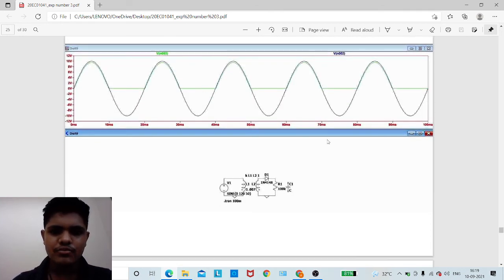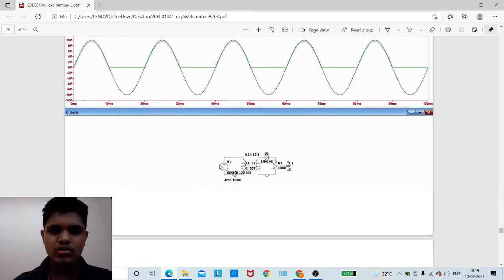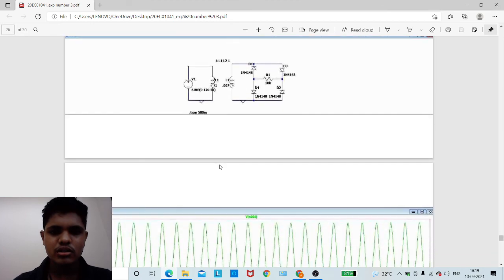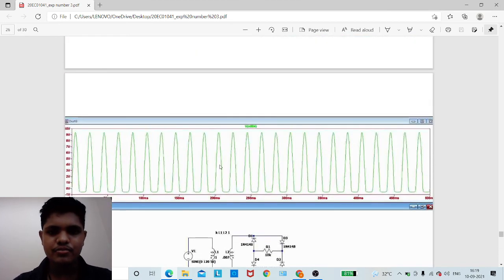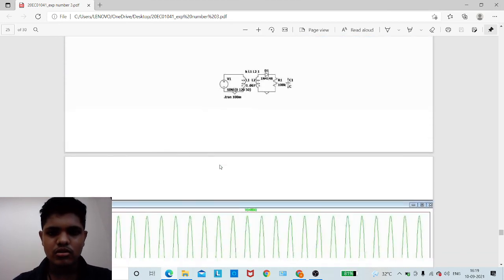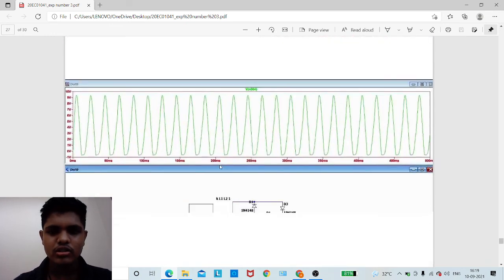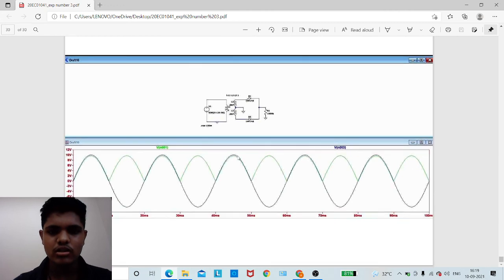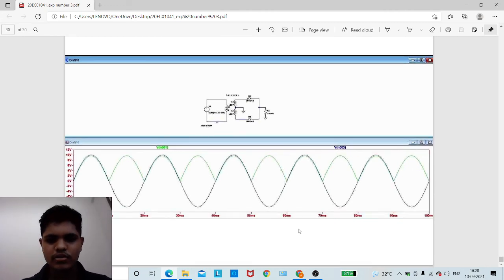These are the simulation results and the circuits we have drawn for different circuits with and without filters. These are the 6 circuits we have drawn and the simulation results given here.